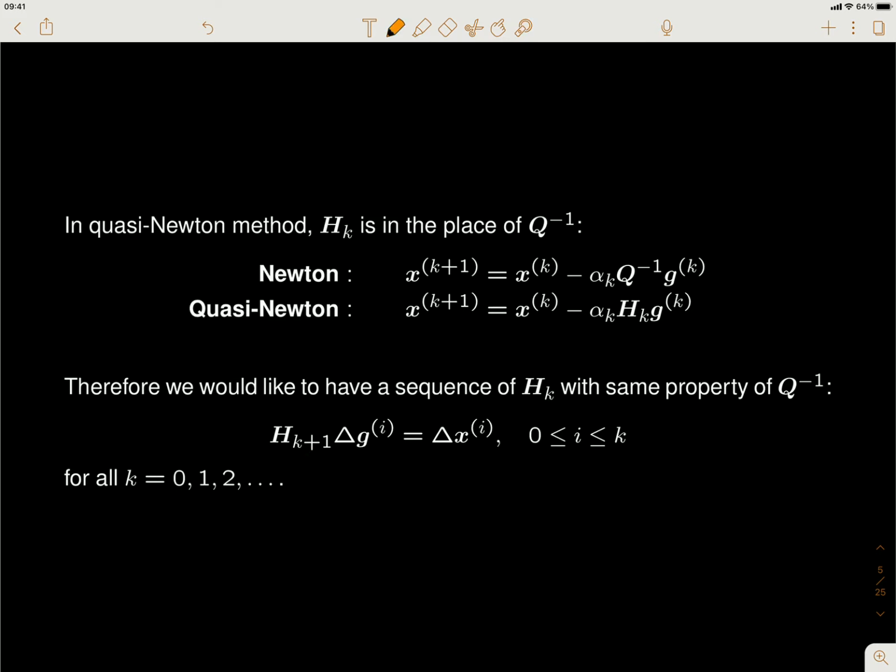So if I write this in the following way, remember that in the first iteration I will get delta G0. Remember that this is just G1 minus G0. And on the right hand side, I have delta x0, which is just x1 minus x0. So I want this H1 to satisfy this.